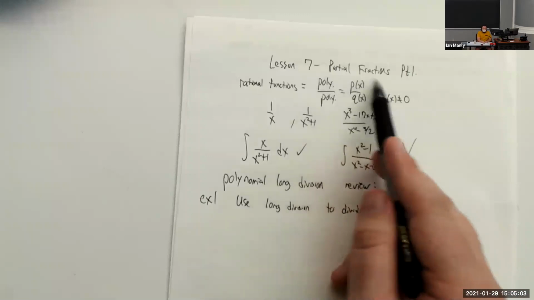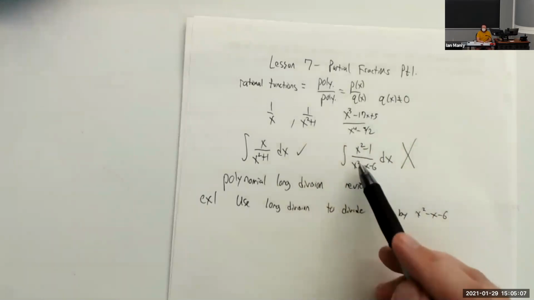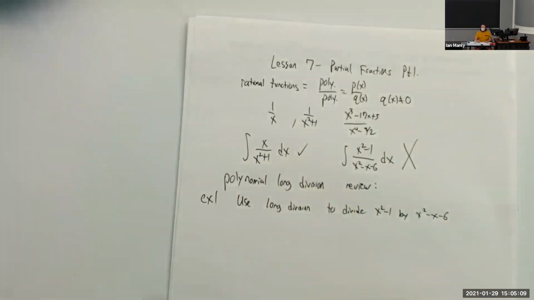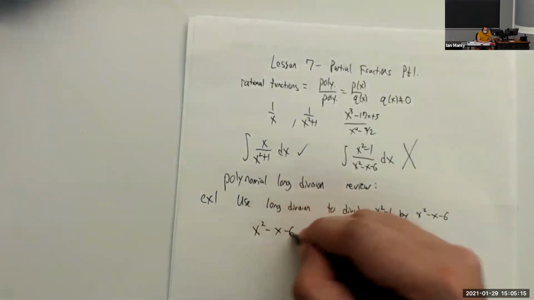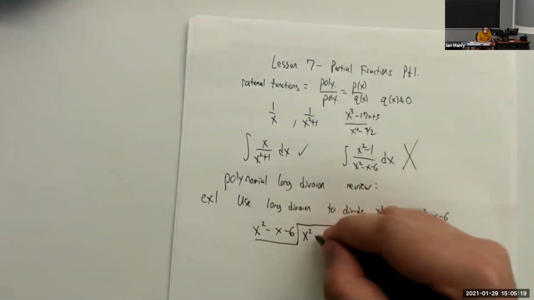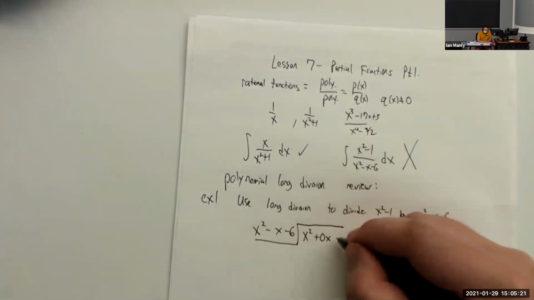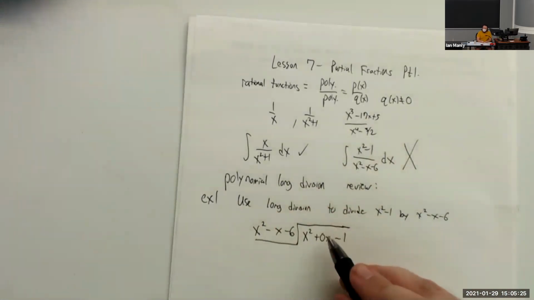But we can't use this new technique on this one because they have the same degree here. So what we're going to do is rewrite it using long division. All right, so x squared minus x minus 6 is going to be the thing that's dividing x squared plus 0x minus 1. And I like to put a 0 for missing powers of x, just to keep things organized.